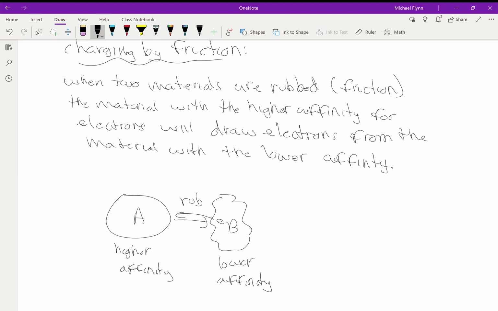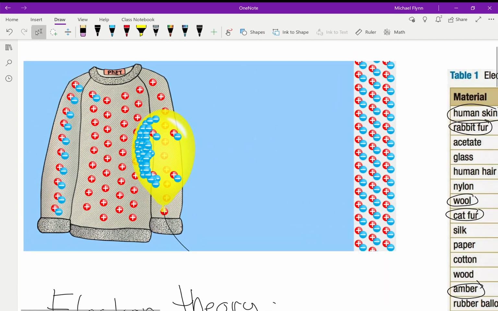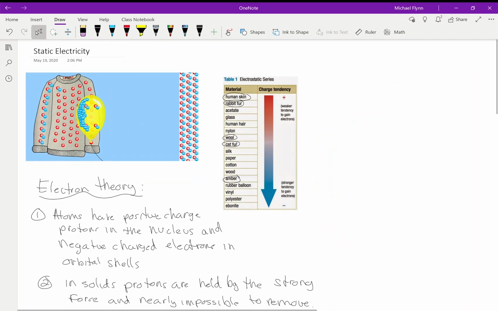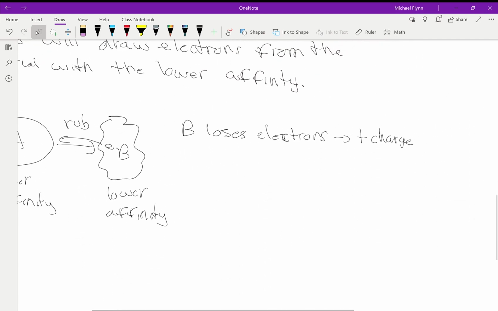So he's going to lose, B will lose electrons, right? So B loses electrons. And if it started out as neutral, it'll therefore have a positive charge that's remaining. Just like the sweater in our picture here, when it loses its electrons, has now a positive charge. It didn't gain protons to get a positive charge. I can't do that. It did lose electrons though.